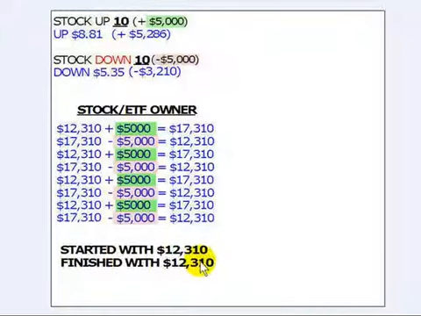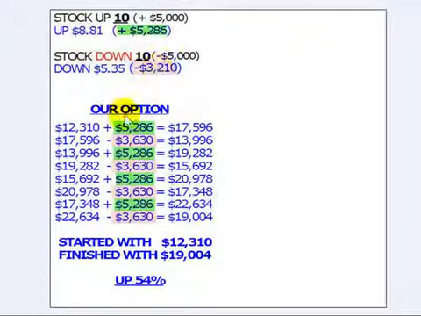The way to trade, if you're using the stock replacement strategy and you're using the right options, is make more when you're right and lose less when you're wrong. Here's how it looks. Stock moves up by 10, you made 5,286, you're at 17,596. Stock moves down by 10, you lose 3,630. This is just a hypothetical example that I made up here, okay? We're talking about something where you have $5,286 of a gain and then lose the same and make the same amount every time. Of course, you'll make different amounts of money, but you'll make more when you're right and you'll lose less when you're wrong.